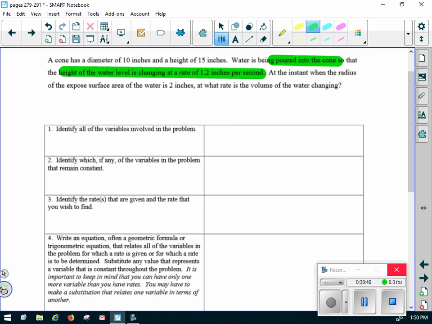At the instant when the radius of the exposed surface area of the water is 2 inches, picture a cone, pointy part at the bottom. Water's in it. Can you see that the top is a circle? All right. At what rate is the volume of the water changing? Find dV/dt.